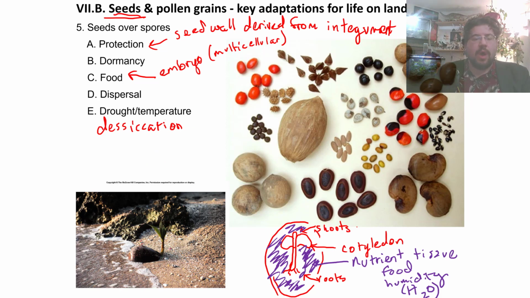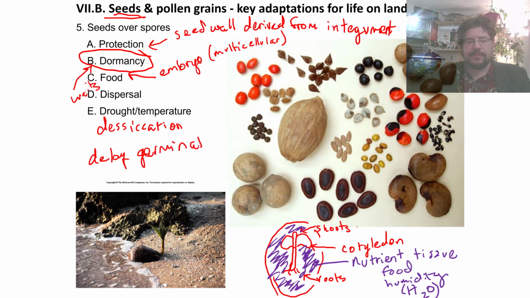Having your own food and water and protection from desiccation means that seeds are capable of going into dormancy. Dormancy is basically where the plant stops growing, the embryo stops growing. It keeps itself alive off of the nutrients and water contained in the seed and waits, right? It waits for optimum conditions before germination. We can delay germination until we have optimal conditions, which is an extreme advantage over spores.